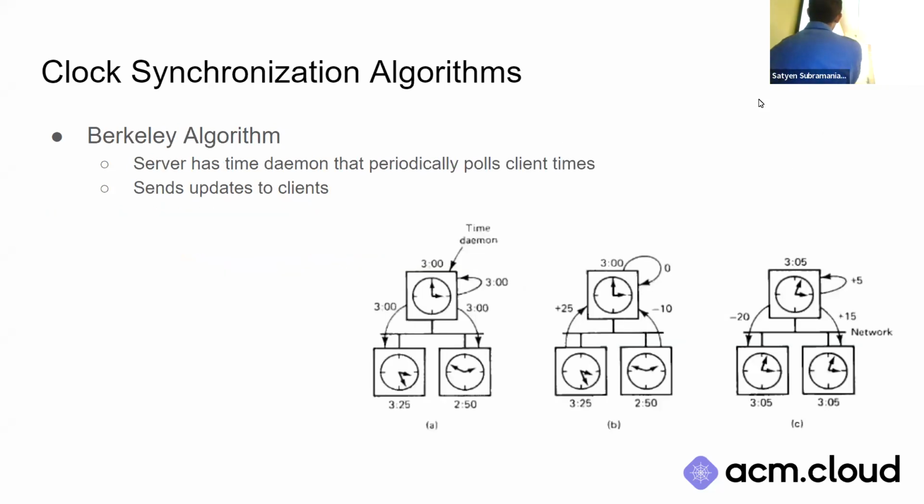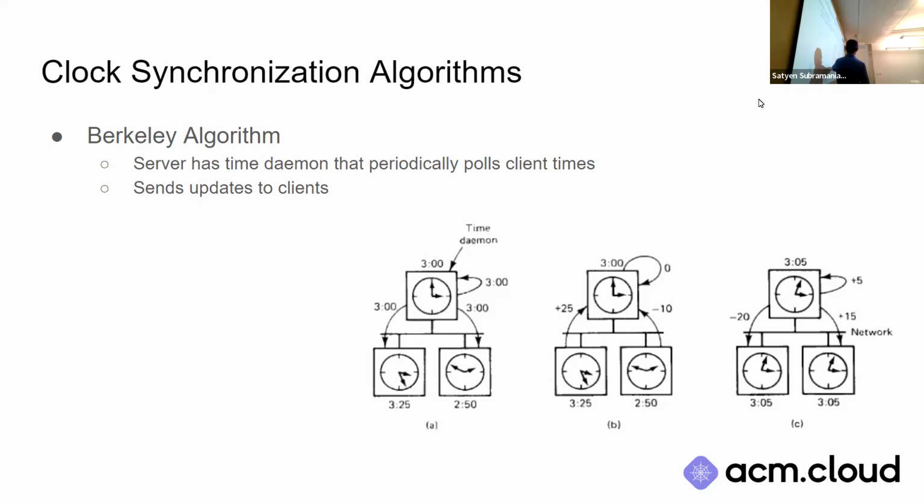Okay, cool. And then another algorithm that takes a slightly different approach is where we have a server that's pushing out the time updates to each of the clients. So in this case, we have a server here and then 2 clients, and this is time scenario A, B, and C. So initially, the clients obviously differ significantly from the current time here.